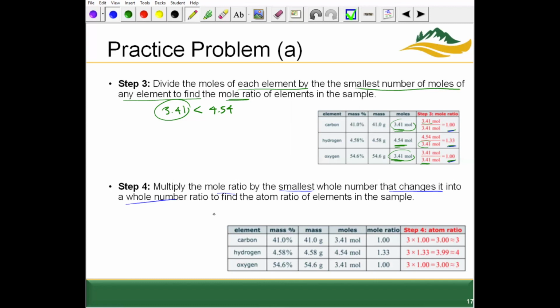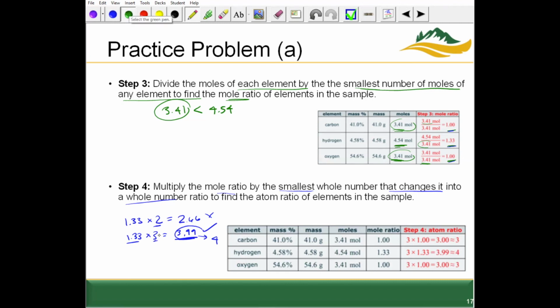We have to do some guess and check here. For example, 1.33 multiplied by 2 comes out to 2.66. That's still not a whole number. So 1.33 times 3, well, we're getting closer now. 3.999 is approximately 4, which is approximately a whole number. So we needed to take this decimal number and guess and check by multiplying it by different whole numbers, because in the end, we need all of our subscripts to be whole numbers.